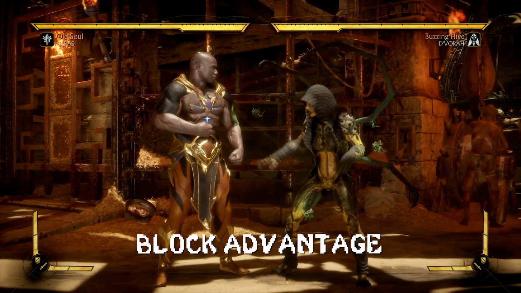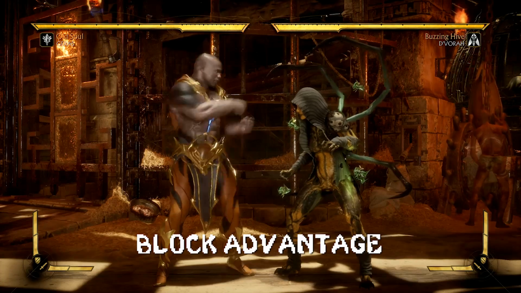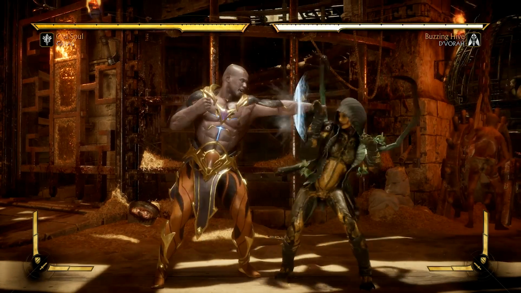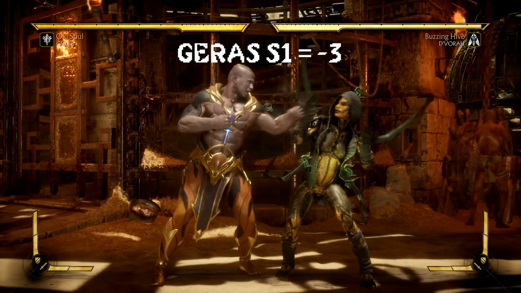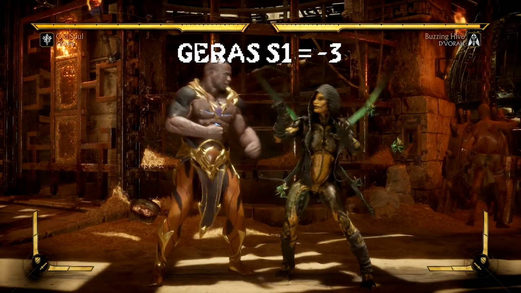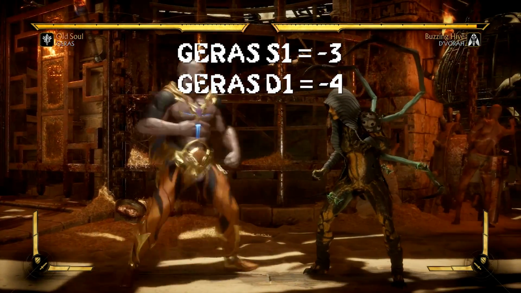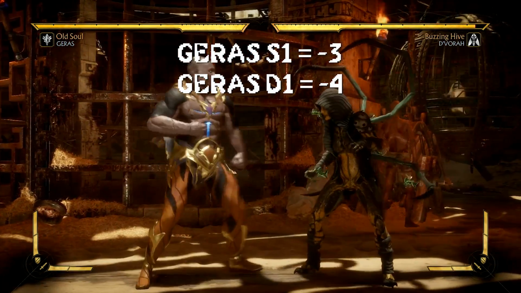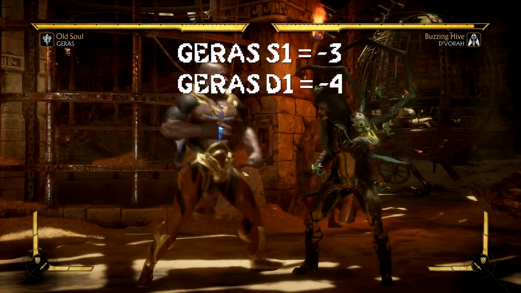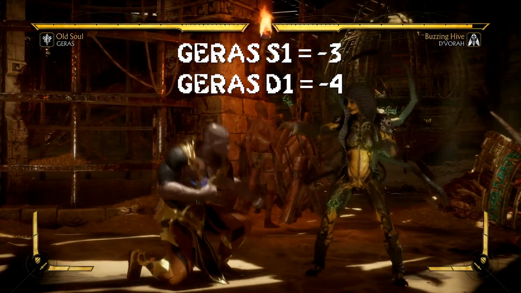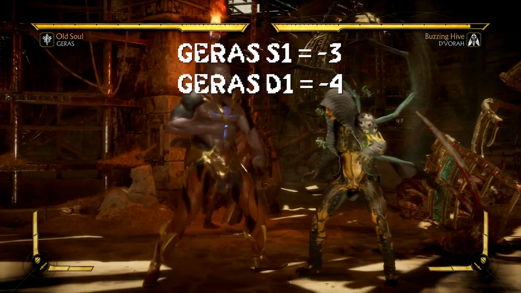Block advantage is what your button is after the attack has been blocked. It's usually minus in some way. As you can see, Geras' standing 1 is minus 3, down 1 is minus 4. Neither of these are vulnerable to a free hit, as no attack in the game is 3 or 4 frames, but it's still significant for other reasons.